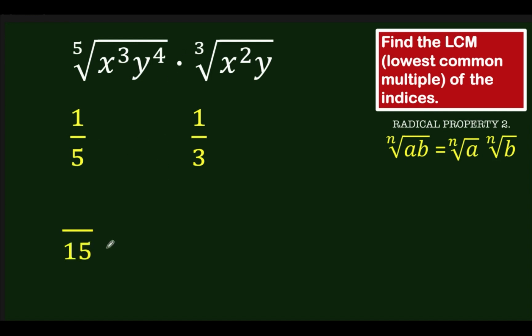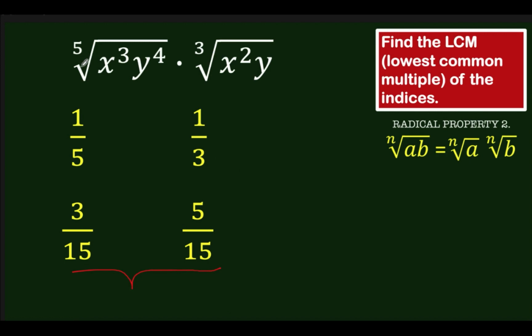Then, the lowest common multiple of 5 and 3 is 15. Then, 15 divided by 5 is 3 times 1 is 3. 15 divided by 3 is 5 times 1 is 5. So, 1/5 is now renamed as 3 over 15. And 1/3 is renamed as 5 over 15. And now they have the same denominator.